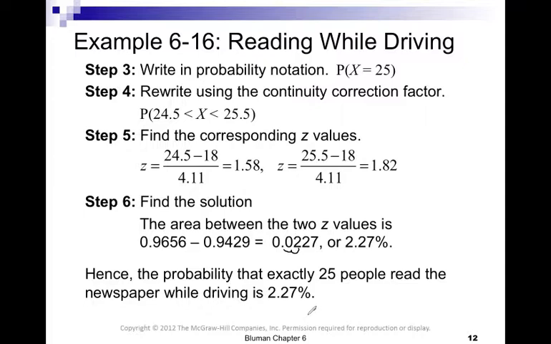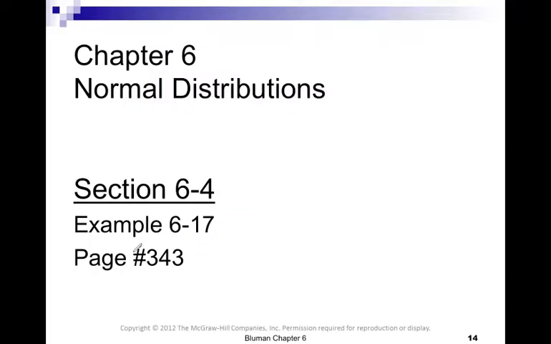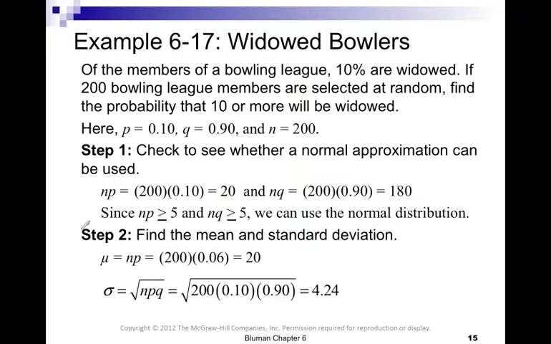All right, so let's work another example. Here, of the members of a bowling league, 10% are widowed. If 200, and remember we're looking for fairly large sample sizes, 200 bowling league members are selected at random. Find the probability 10 or more will be widowed. P is 0.1. So we got that from this number.